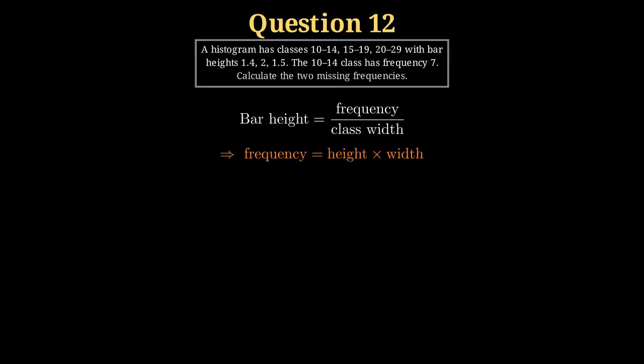The key fact. In a histogram, the bar height is the frequency density, the frequency divided by the class width. So, turning it around, the frequency equals the height times the class width.